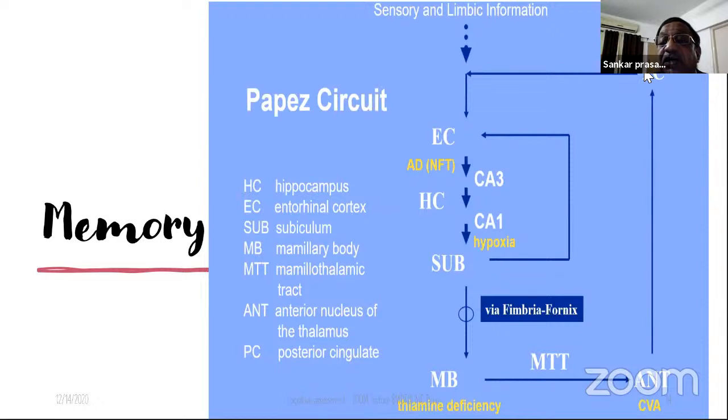But various disorders affect the circuit. Especially Alzheimer's disease affects the posterior cingulate and the entorhinal cortex, and neurofibrillary tangles are seen here. The CA1 is very susceptible to hypoxic damage. Thiamine deficiency will attack the mammillary bodies, and of course cerebrovascular accidents can attack any part of the brain and of the thalamus. You see, the amyloid deposition is in the posterior cingulate region, whereas neurofibrillary tangles are more in the entorhinal. So this is the Papez circuit which also gets disturbed, and we'll have to assess the memory.